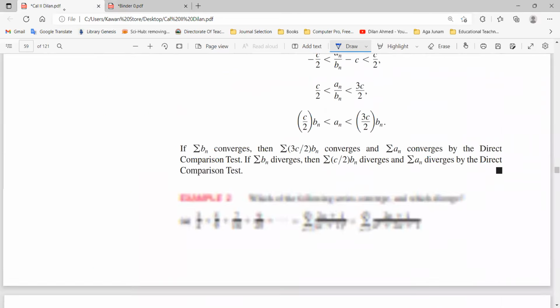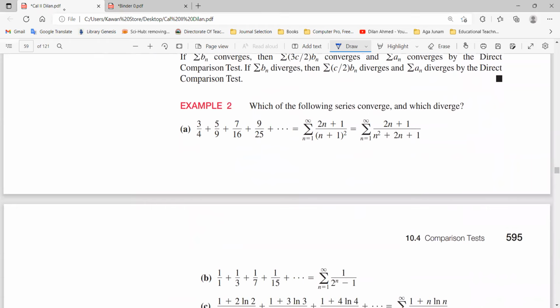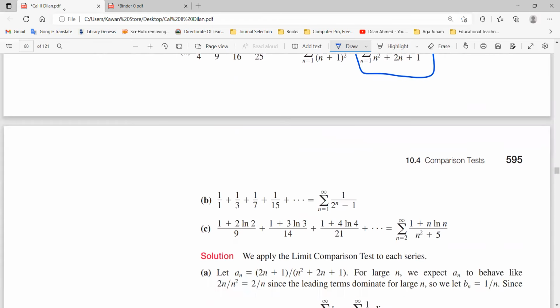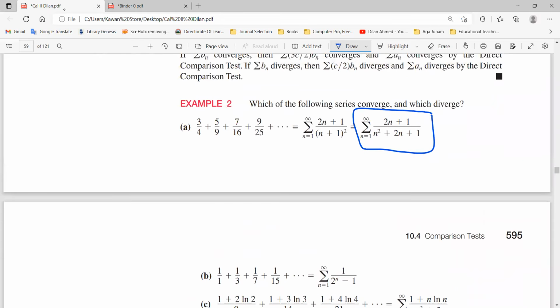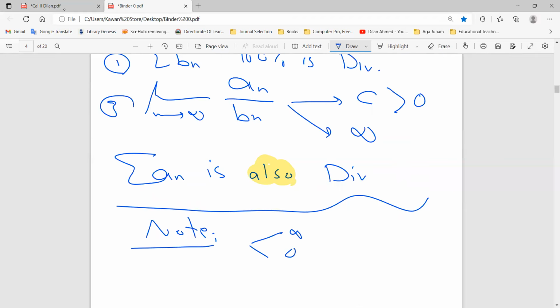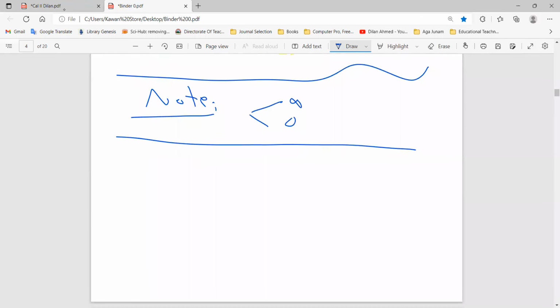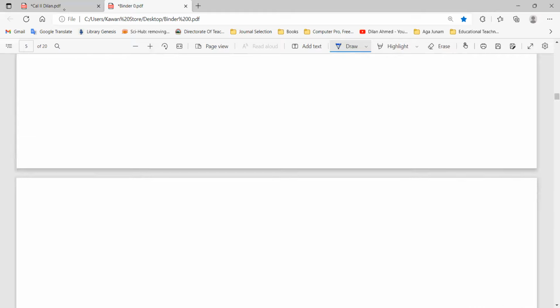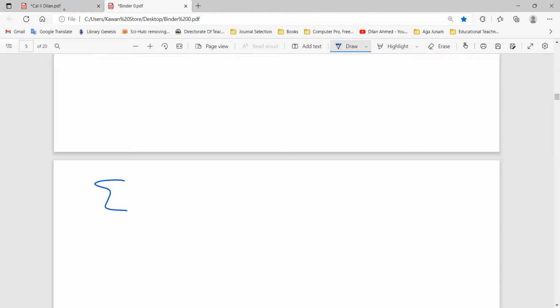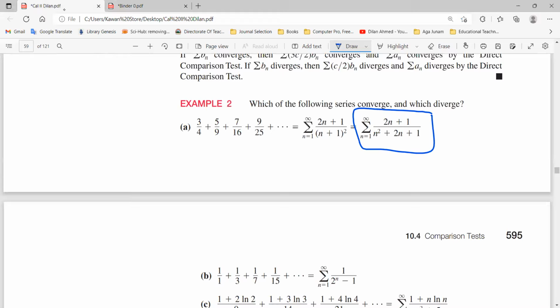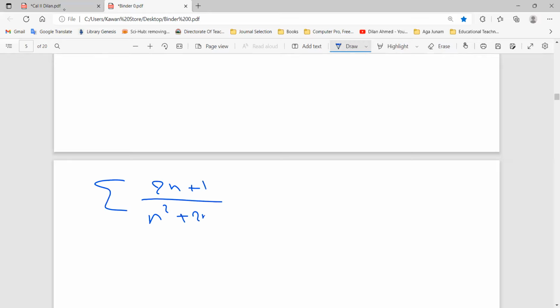Forget about the proof as usual. We have that example. I'm going to the new page. The series of 2n plus 1 over n squared plus 2n plus 1.